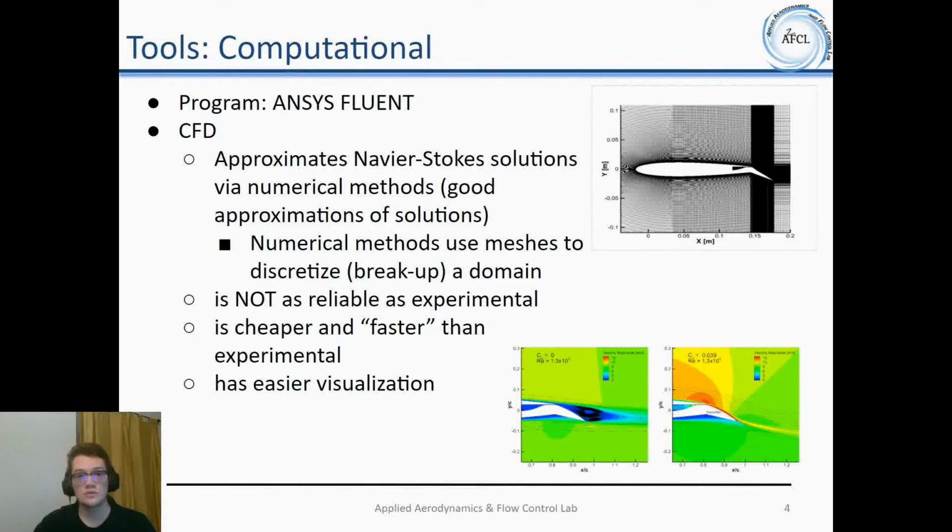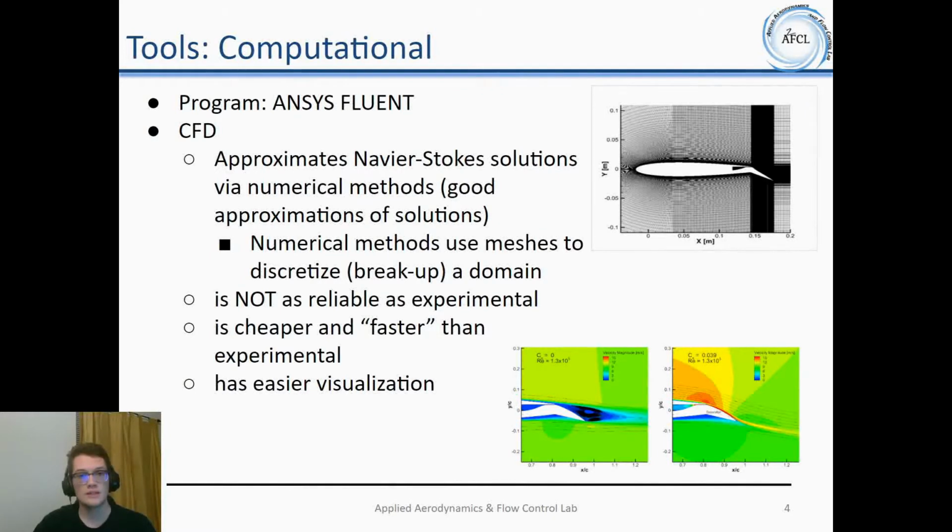The computational tool we used for this is ANSYS Fluent, which is a CFD program. CFD approximates Navier-Stokes solutions via a numerical method. A numerical method essentially uses meshes to discretize or break up a domain so that derivatives essentially become algebraic equations.